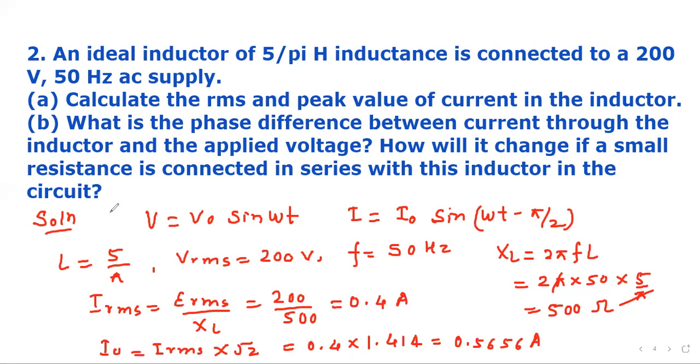So the current through an inductor lags behind the applied voltage by pi by 2, as I told you earlier. The phase difference will decrease if a small resistance is connected in series with the inductor in the circuit. So when resistance is connected, in that case, the phase difference pi by 2 will decrease.